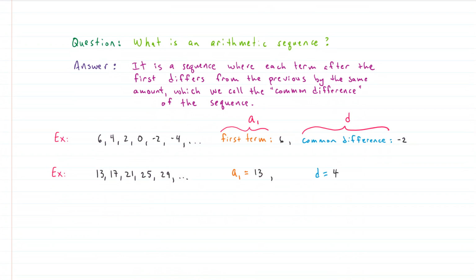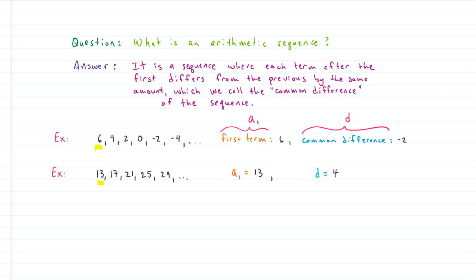What is an arithmetic sequence? An arithmetic sequence is a sequence where each term after the first differs from the previous by the same amount. And we call that same amount the common difference of a sequence. So the first term of a sequence is whatever it happens to be. We have two examples here. The first example, the first term is 6. The second example, the first term is 13. But once they give you the first term, then really you just need that common difference because every term after that differs from the one before it by that common difference.